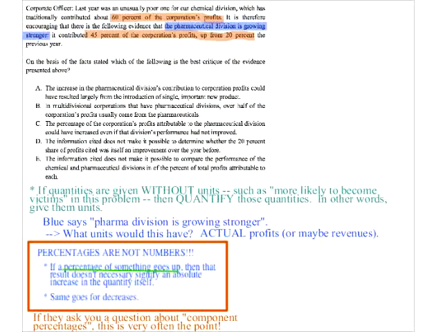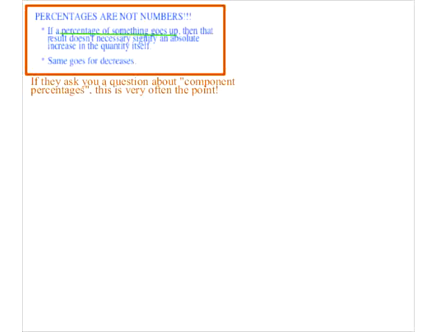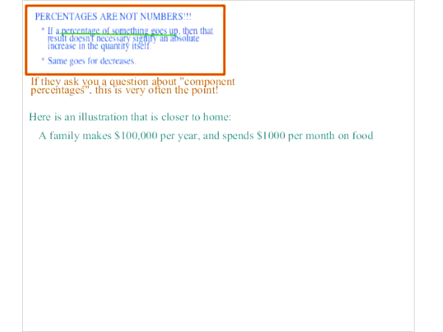So, let me give you another illustration before we go back to this particular problem. Here is an illustration that is closer to home. Let's say that a family makes $100,000 per year and spends $1,000 per month on food, including both groceries and restaurant food. So in this case, the food budget is 10% of the family's total budget. So food is 10% of the family's budget.